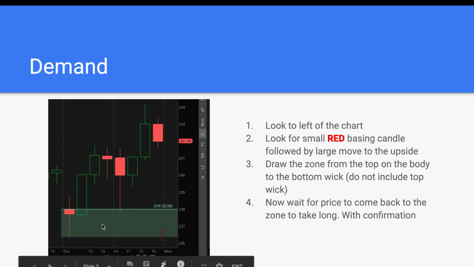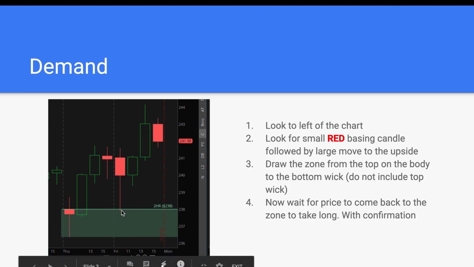So if you were looking at this, you could have gotten in long here once we breached this 238 and rode this up. If you are following fully, you can put your stop at the low, which would typically be the low of this candle or this demand zone. So if we break this 235-ish, then that would be your stop loss. Or you could take it lower.